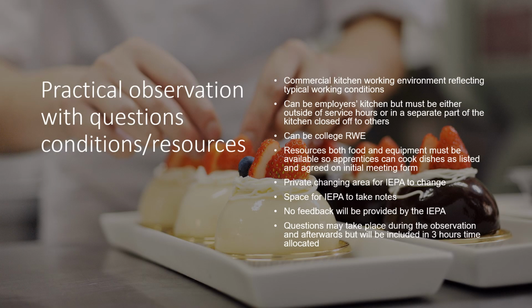The observation should take place in a normal industrial workplace kitchen. This can be the apprentice's workplace, but if it is, it must be either outside of service hours or in a separate part of the kitchen where the apprentice still has access to all the resources but without anyone interrupting. It can also be undertaken within the college realistic work environment. Wherever the observation takes place, the equipment and food resources must be present to allow the apprentice to produce their chosen and agreed 2 courses for 2 people.